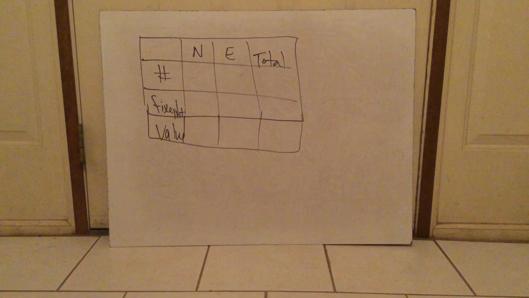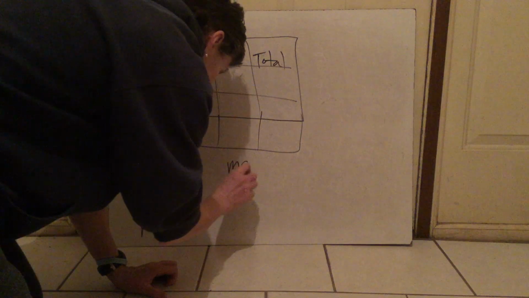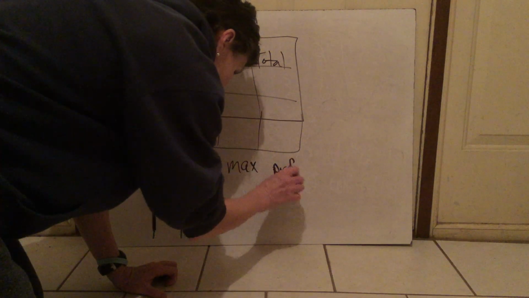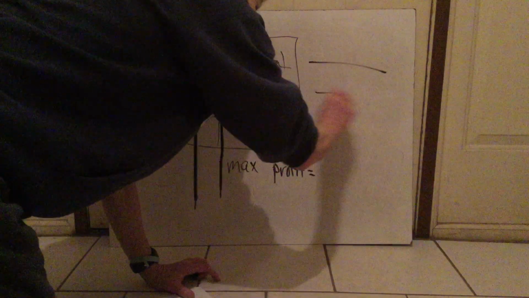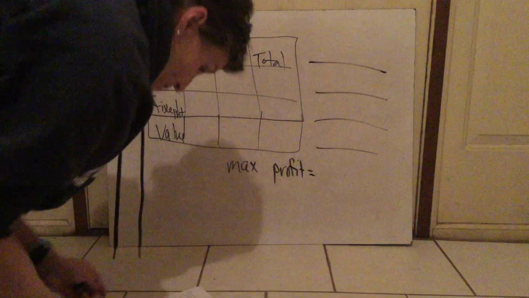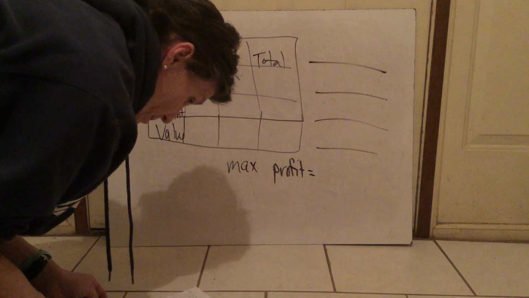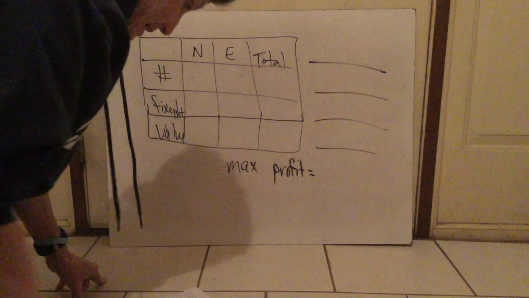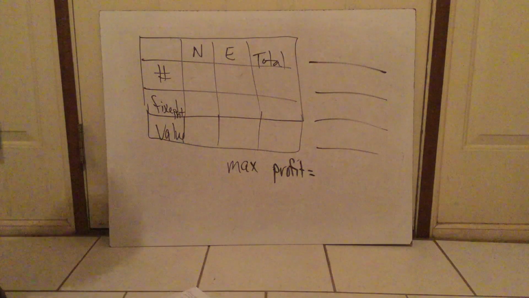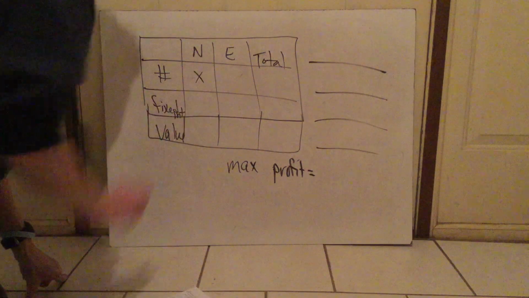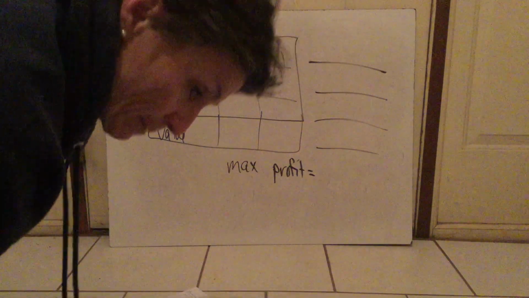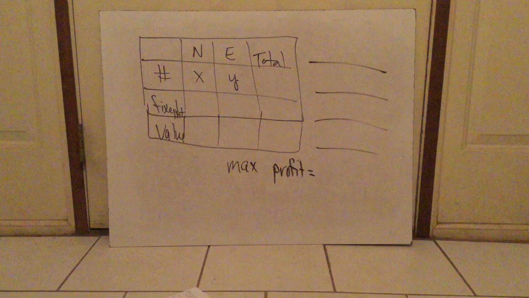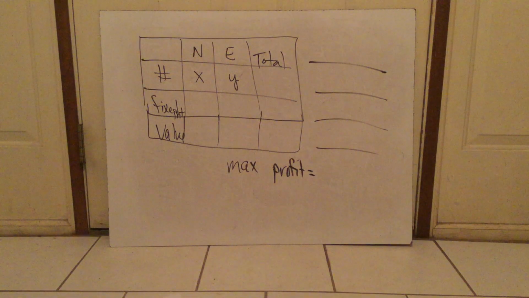Okay, so we want to maximize our profit, so we know that. We want to find out how many earrings and necklaces she should make. So I'm going to let X be the number of necklaces and Y be the number of earrings. Those are going to be my variables. X is going to represent necklaces and Y is going to represent earrings.